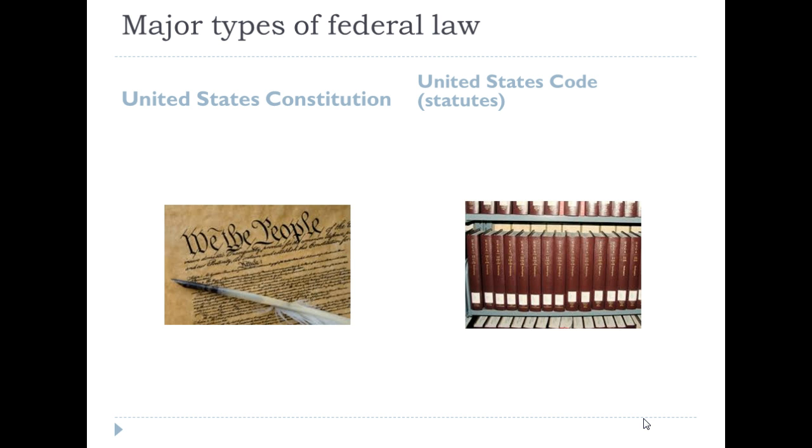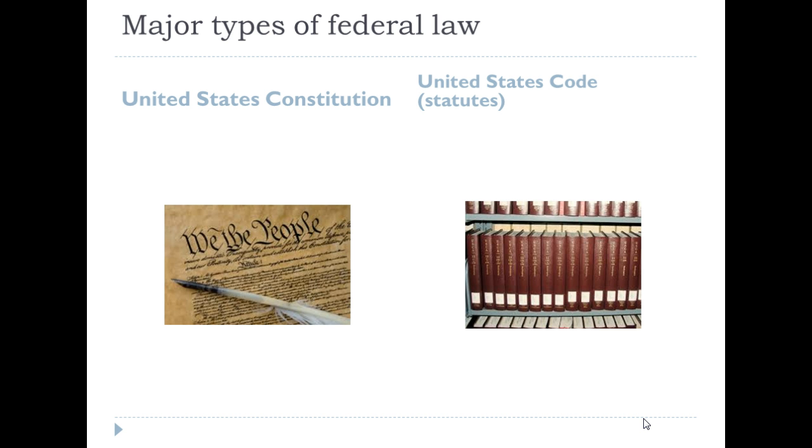And suppose that the police violate that provision, and you bring a lawsuit, a civil rights suit against the police under the Fourth Amendment. That would be a case arising under the Constitution, arising under federal law.